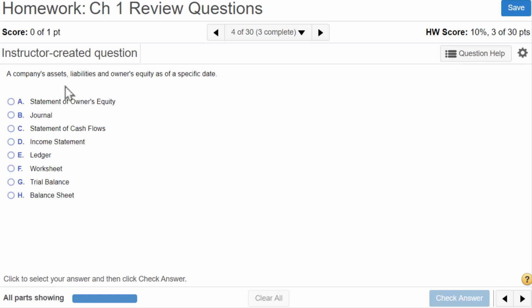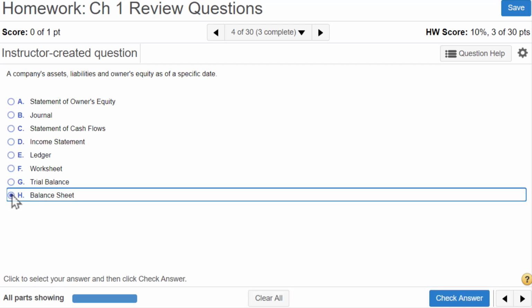A company's assets, liabilities, and owner's equity as of a specific date. Now this one's a little bit more challenging. Which of the financial statements shows assets, liabilities, and owner's equity? Notice that's the accounting equation. As of a specific date. Well, that's the balance sheet. The balance sheet is based on the accounting equation and shows the balances of those accounts on a single day.